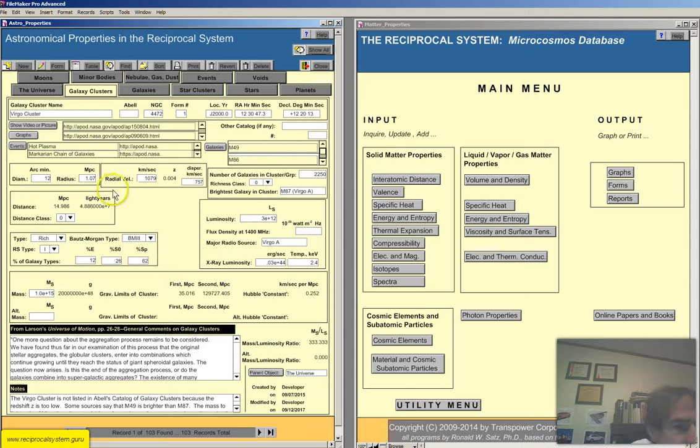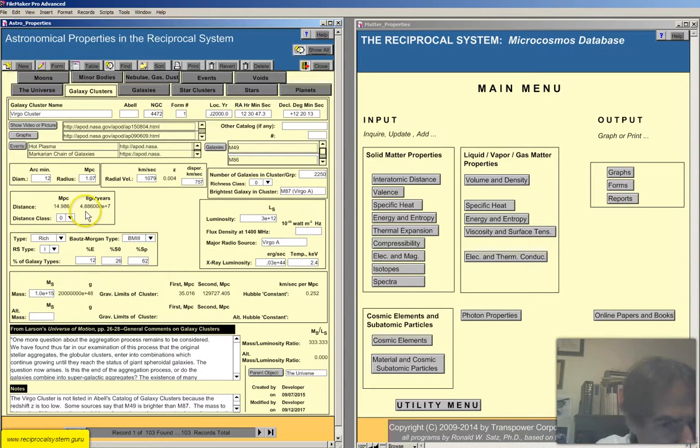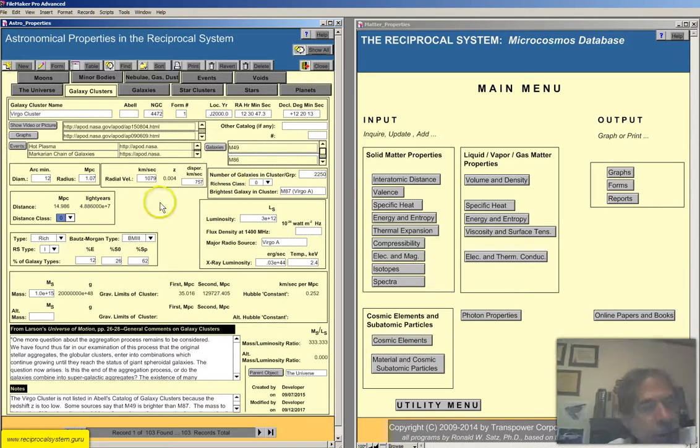Distance away from us, 14.986 megaparsecs, which comes out to 4.886 times 10 to the 7th light years. The distance class is 0. Again, you can go 0 to 6 there. If you don't understand these class terms, just consult any astronomy or astrophysics book.